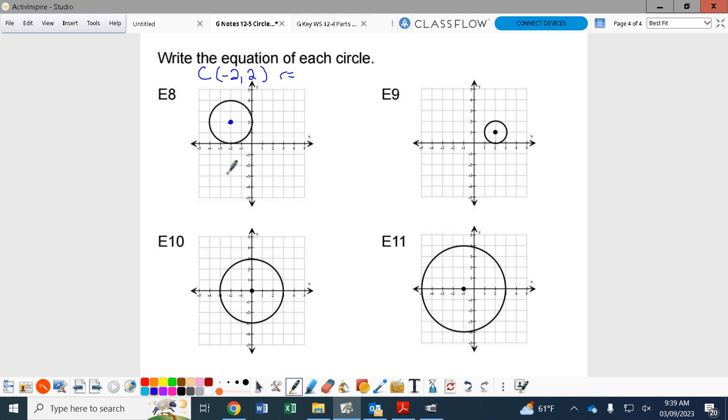Now, radius is just counting blocks, guys. Literally, draw the line either to the left, to the right, up or down. No matter what, you can count blocks because it's going to go along blocks that you can count. How long is the radius? 2. We're going to go 1, 2. That's the radius right there.